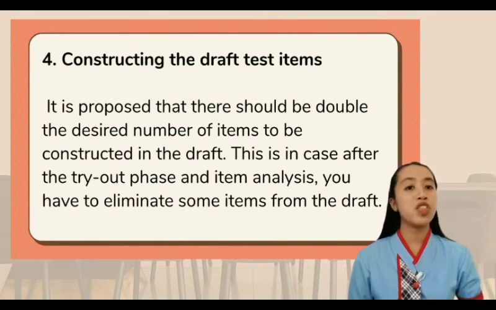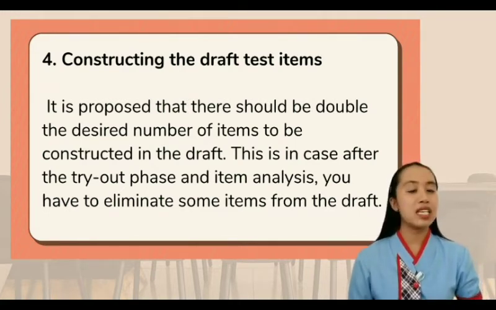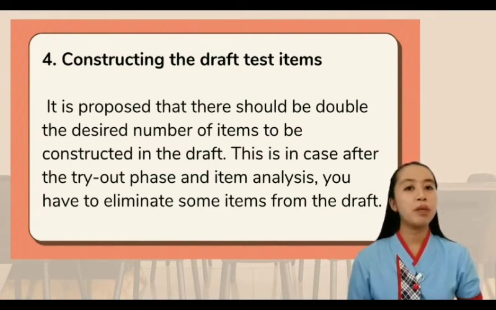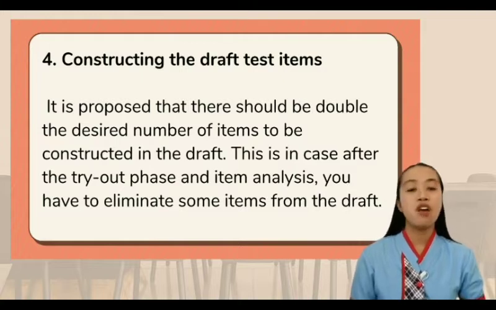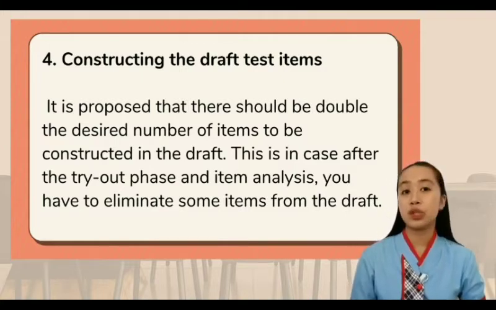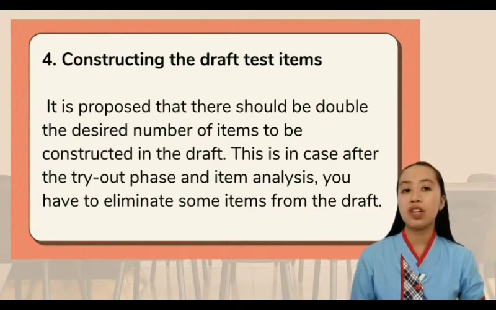It is proposed that there should be double the desired number of items constructed in the draft. This is in case, after the tryout phase and the item analysis, you have to eliminate some items from the draft. For instance, if there are 5 knowledge level items to be included in the final test form, then at least 10 knowledge level items should be included in the draft.